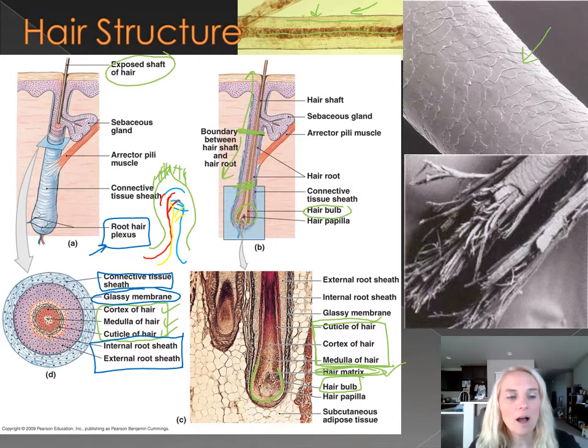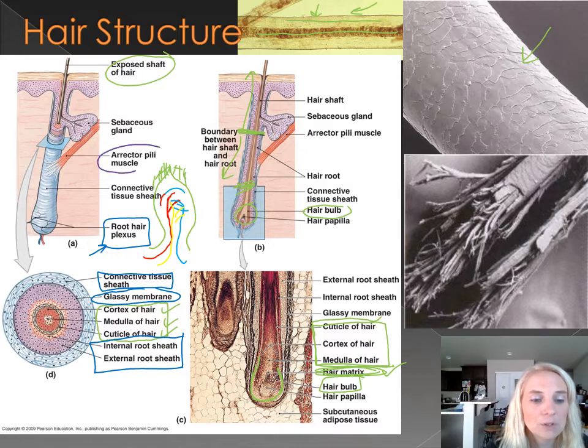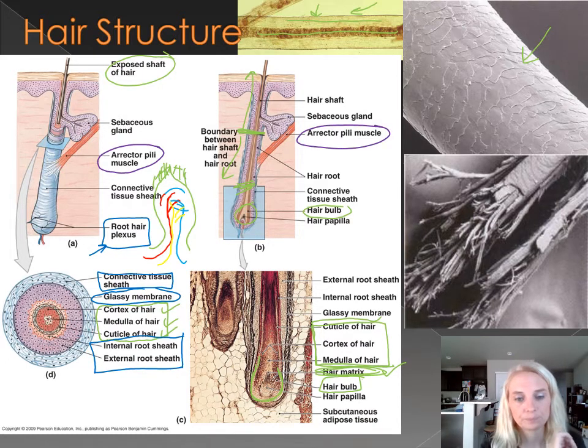Okay. Structurally, a couple more things I wanted to point out. We'll do purple to kind of just separate it out from the follicle and the hair itself. We have this guy here, which is called the erector pili muscle.